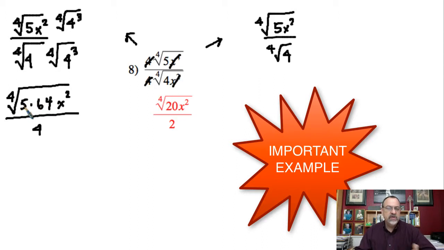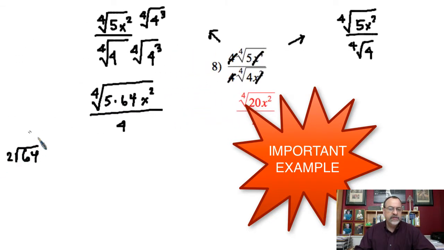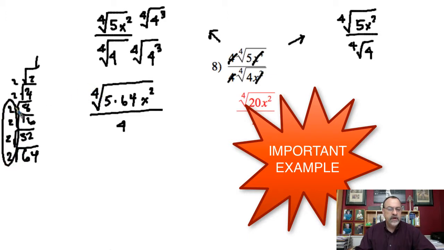So 5 is already prime factored. So the 64, if I was to prime factor 64, I have 32, I have 16, and then I have 8, and then I have 4, 2, 2, 2, 1. Now again, I'm looking for groups of 4. So I have 1, 2, 3, 4 2's here that I can take out in the numerator as a 2.